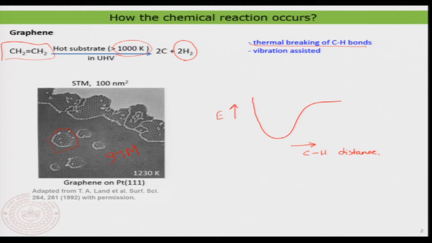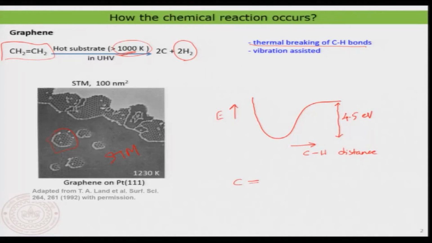So, it is like a qualitative diagram, but what is very interesting to note here is that in this potential energy diagram, the magnitude of the energy required to break a CH bond is in the order of about 4.5 electron volt, or about 100 kilocalories per mole. So, this is quite a lot of energy, and if you compare it with 1000 Kelvin, if you convert the 1000 Kelvin into the form of energy, it would be in the order of only a few hundreds of milli electron volt. So, that is still way below the real magnitude of the energy required to break the bond itself.